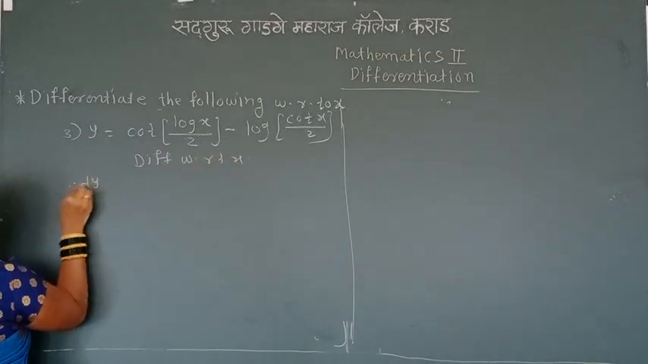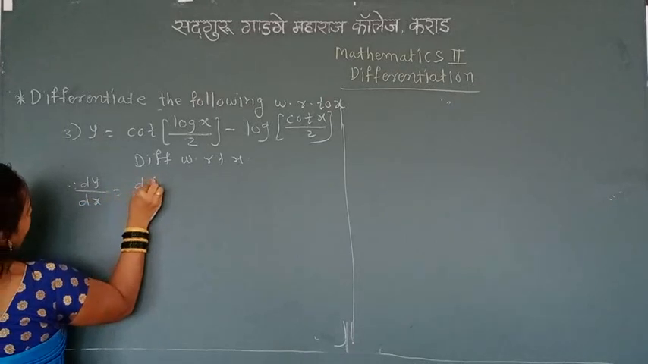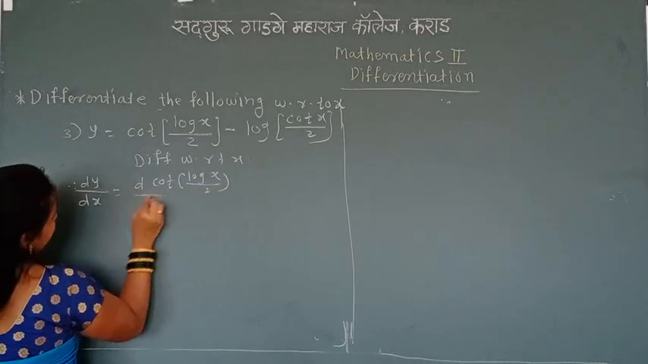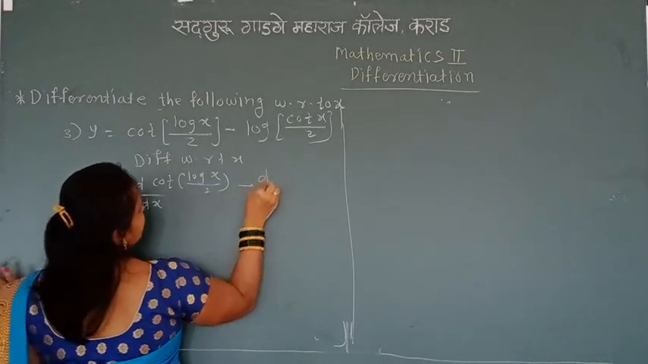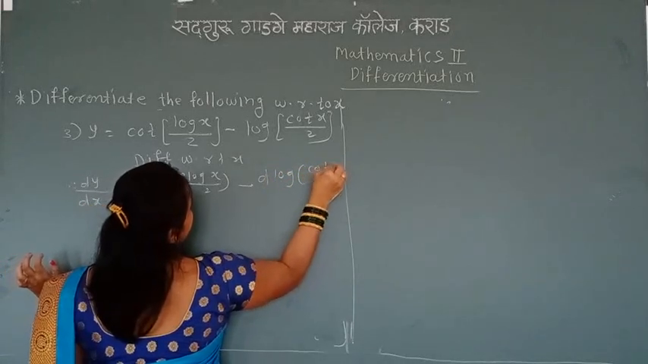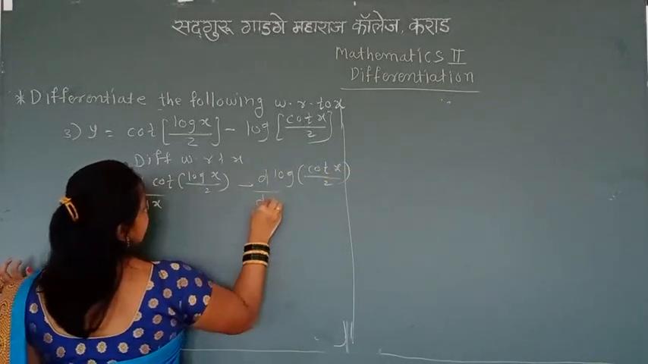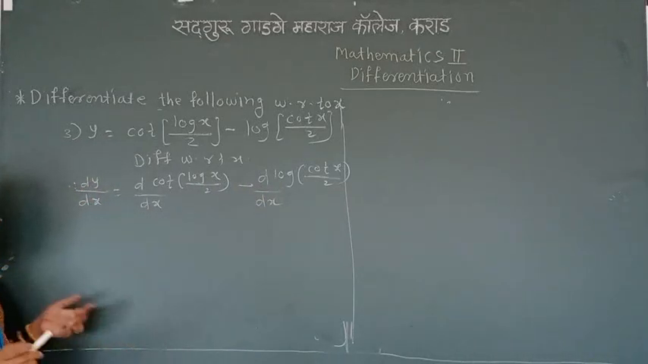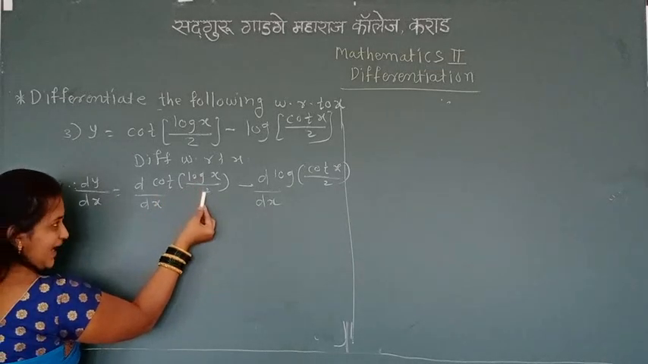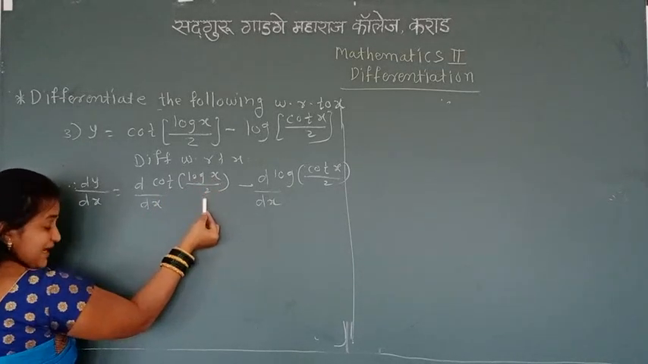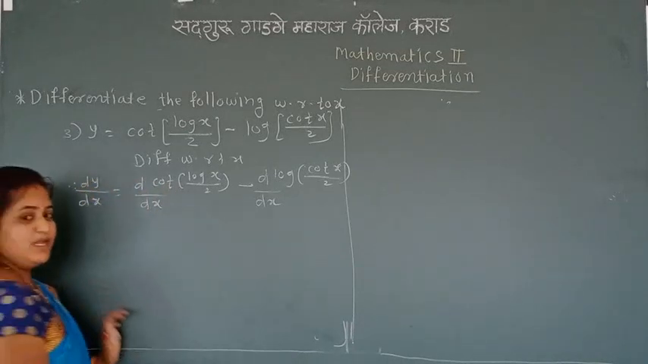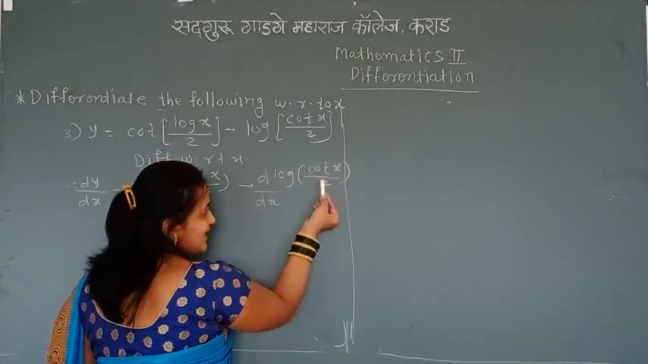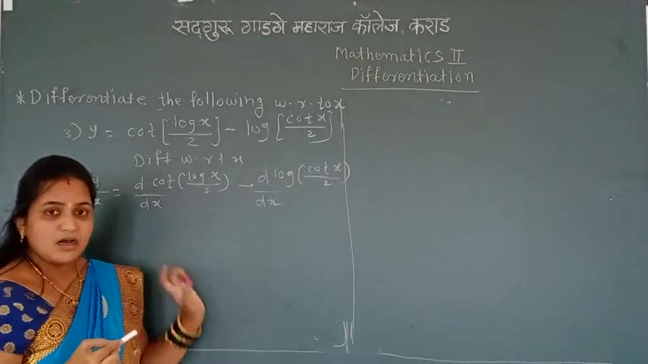So dy/dx is equal to the derivative of cot(log x/2) with respect to x, minus the derivative of log(cot x/2) with respect to x. Now, is this u and v a standard function or a composite function? Check: it is cot of not x here, x is replaced by log x divided by 2. So this is a composite form. Similarly, log of x is not given here, x is replaced by cot x upon 2. So both are composite functions.